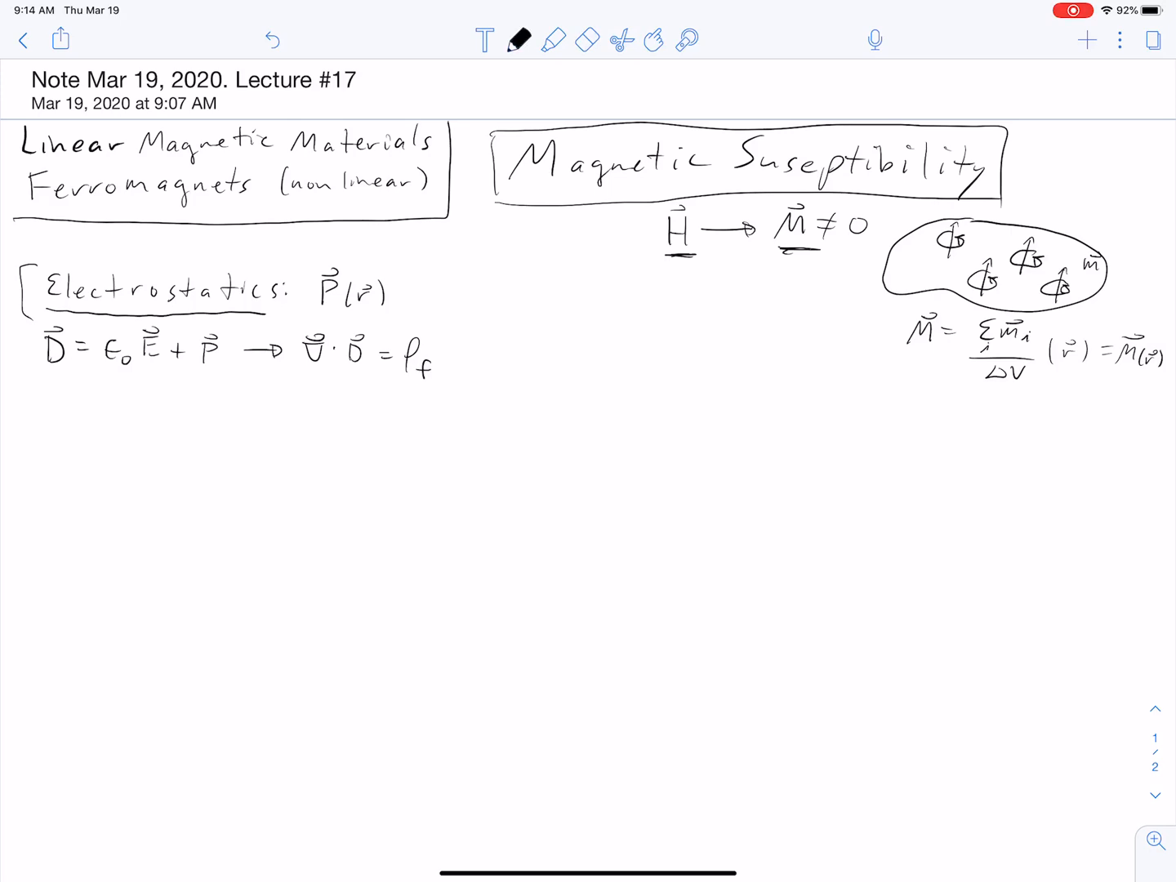And it was important because we also defined bound charge, remember? The bound charge creates divergence in the polarization vector. And of course, the total charge creates divergence in the electric field. And so this is why we invented the D field, because the free charge creates divergence in the D field.